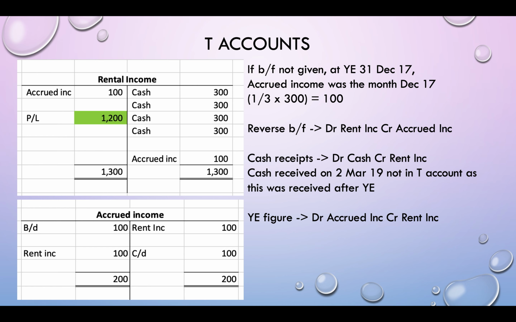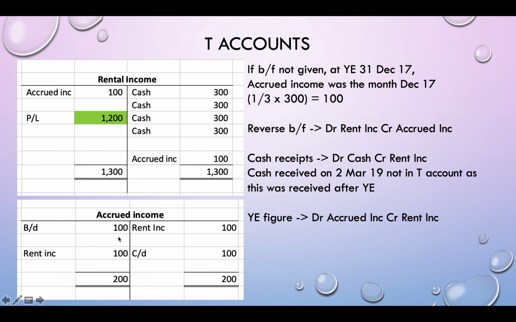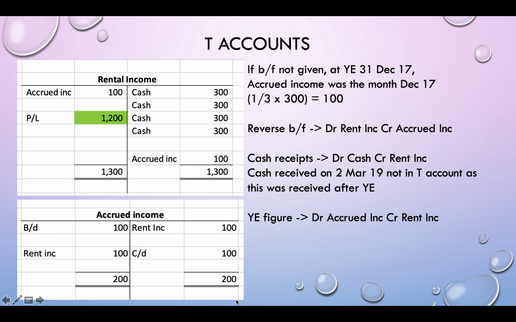The final step is to record the year-end figure, and we have calculated it as £100. Double entry is to debit the accrued income by 100 and credit the rental income by 100. What it means is that rental income needs to show the whole 12 months of income. December is missing, and therefore we need to accrue that income. The P&L charge would then be the balancing figure, and this would be the same figure as the one you have calculated here. Similarly, accrued income will be 100, and this is shown on the T account where the carried forward figure is 100.